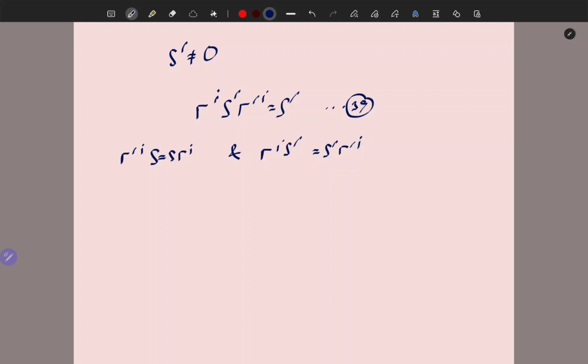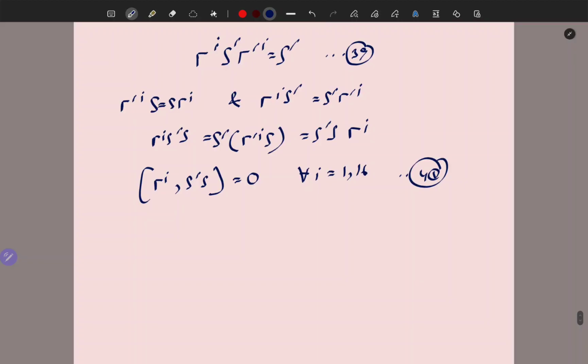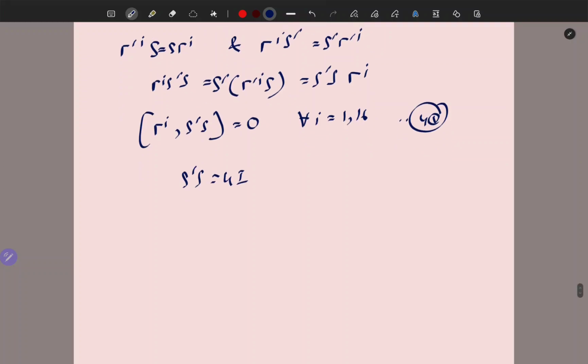Right-multiplying by S, the second equation gives γ_I S' S equal to S' γ'_I S equal to S' S γ_I, so that S'S commutes with γ_I. Using the first equation, we find that γ_I S' S equal to S' S γ_I for all I equal to 1 to 16. This is equation number 40. Since only the unit 4x4 matrix commutes with all the 16 γ_A, we have S'S equal to K·1, where K is a constant.